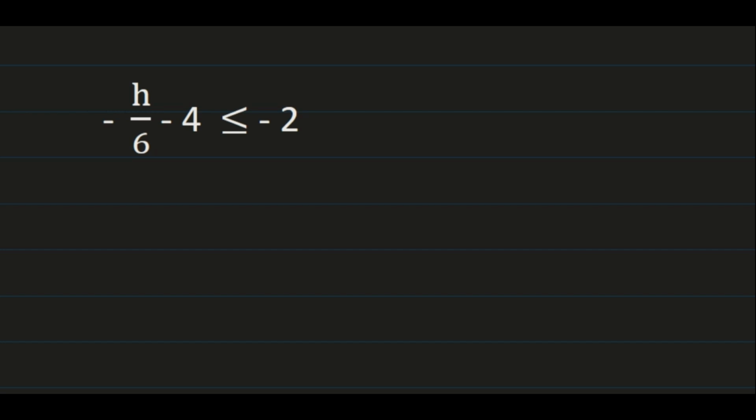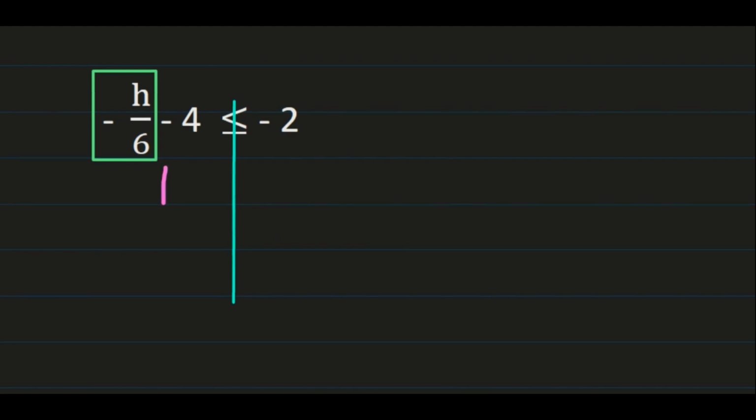For our final example, we have negative h divided by 6 minus 4 is less than or equal to negative 2. And our first step is going to be to isolate the negative h divided by 6. So you may want to box that. And if adding the line through your inequality helps you make sure that whatever you do to the left, you do to the right, go ahead and place it. So our first step is to isolate negative h divided by 6.